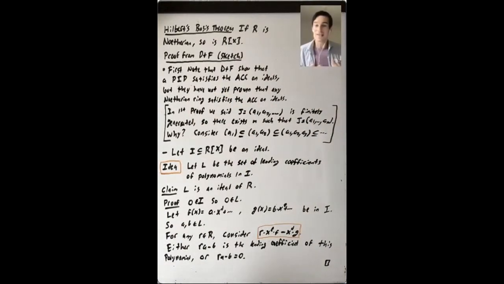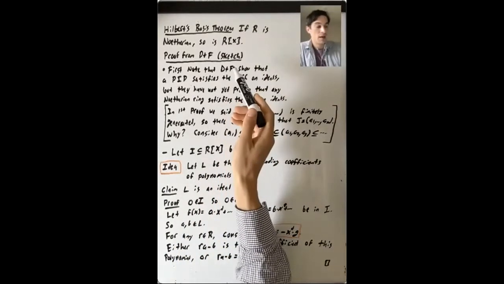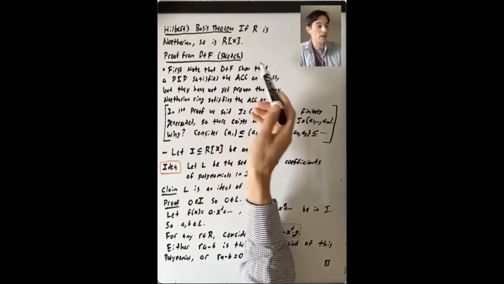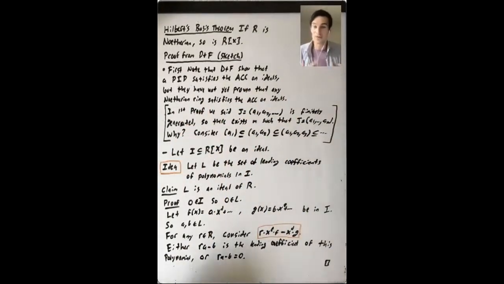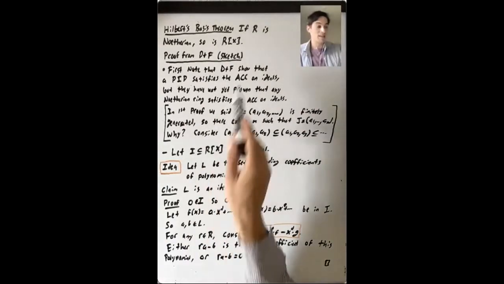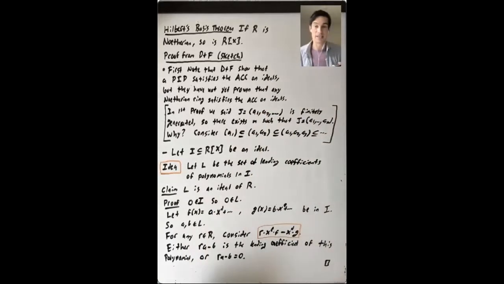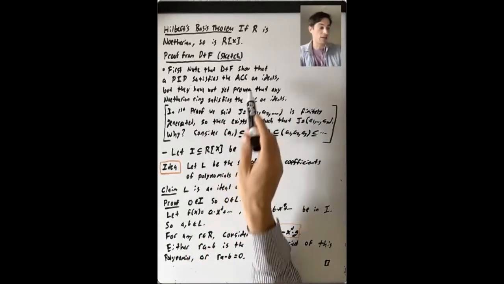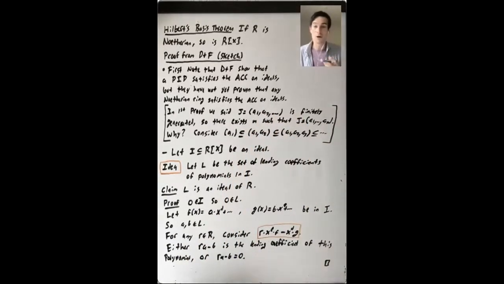Okay, so why is this proof in Dummit and Foote different than the one that I gave you? The first thing I want to highlight is that at this point, Dummit and Foote do show that a PID is a UFD, they show that a PID satisfies the ascending chain condition on ideals. But they have not yet shown that any Noetherian ring satisfies the ascending chain condition on ideals. So they're not able to use that fact in their proof of the Hilbert basis theorem.